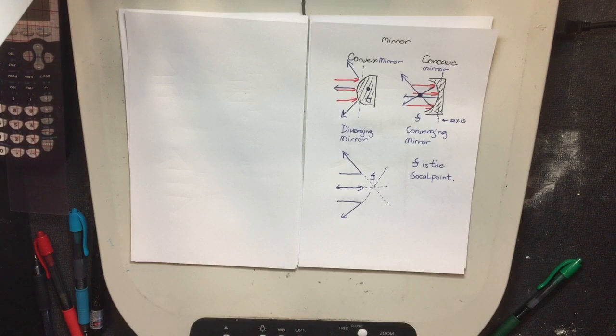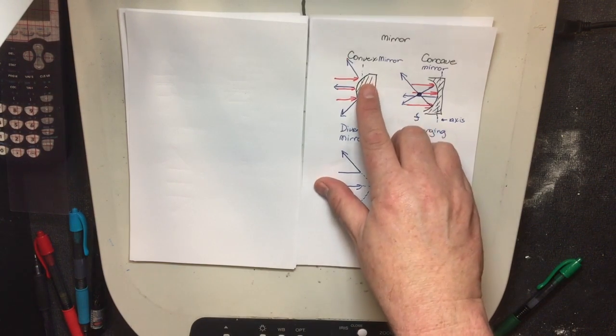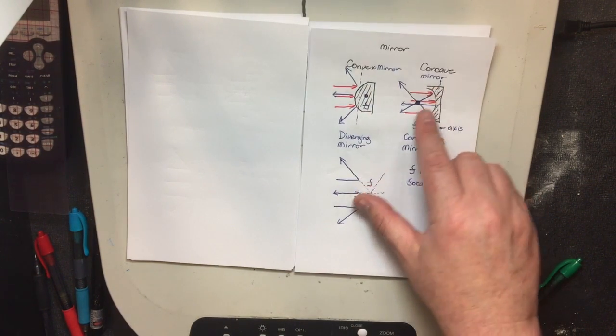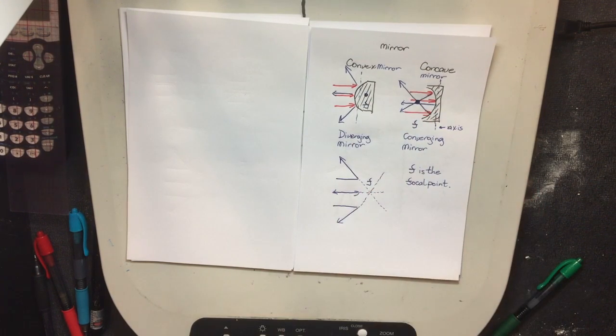When I start drawing mirrors, because you can't really do it accurately, I don't draw convex mirrors and concave mirrors like this. I do it just to demonstrate. Yes, question?